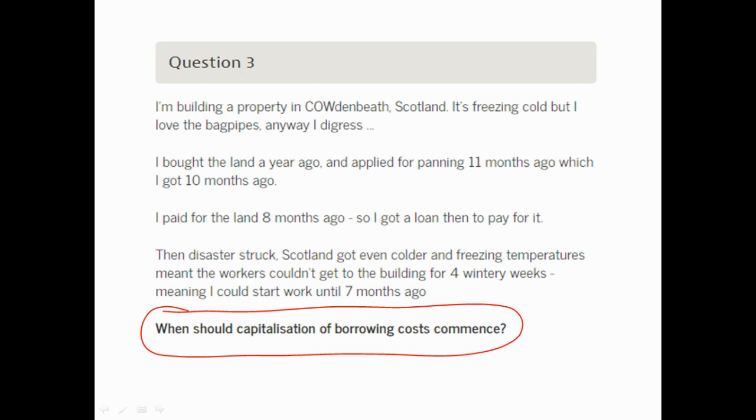Okay. So the question is, I am building a property in Cowdenbeath, Scotland. It's freezing cold, but I love the bagpipes. Anyway, I digress. Okay, I bought the land a year ago and applied for planning 11 months ago, which I got 10 months ago. I paid for the land 8 months ago, so I got a loan then to pay for it. Then disaster struck Scotland. Scotland got even colder, and freezing temperatures meant the workers could not get to the building for 4 wintry weeks, meaning I could not start working until 7 months ago. So the question is, when should we start capitalization of borrowing costs? We can read the question on your own.